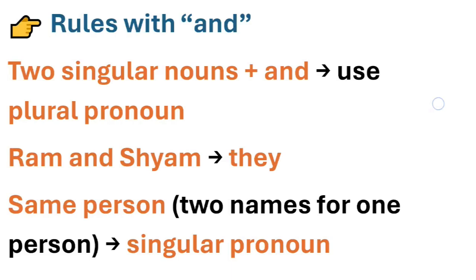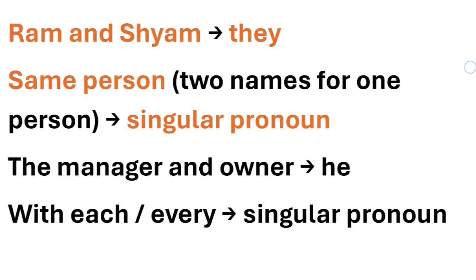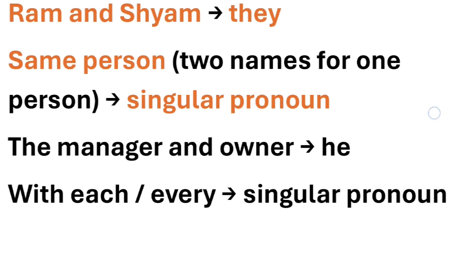Now let's talk about another situation where there is the same person, two names for one person, we have to use a singular pronoun. There's the same person, okay? For example, the manager and owner. Even if and has been used over here, and there is manager on the one side and owner on the other, this person is just the same. There's one person who's the manager of, suppose, a company, and he's the owner of the company as well. But that person is just the same. That is one person only. So we have used a singular pronoun in that case, which is he.